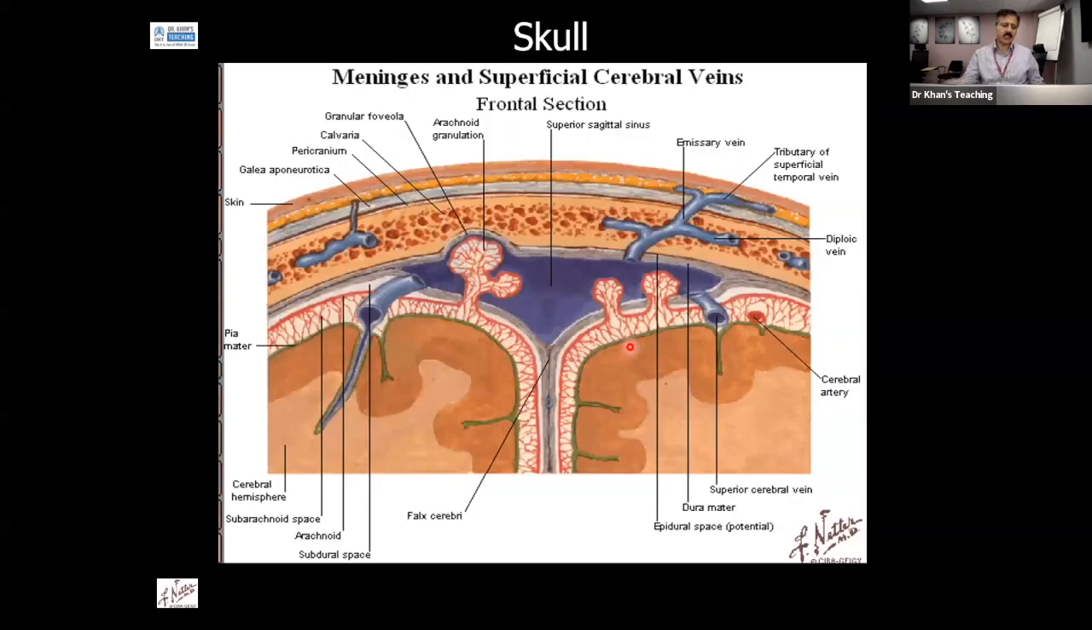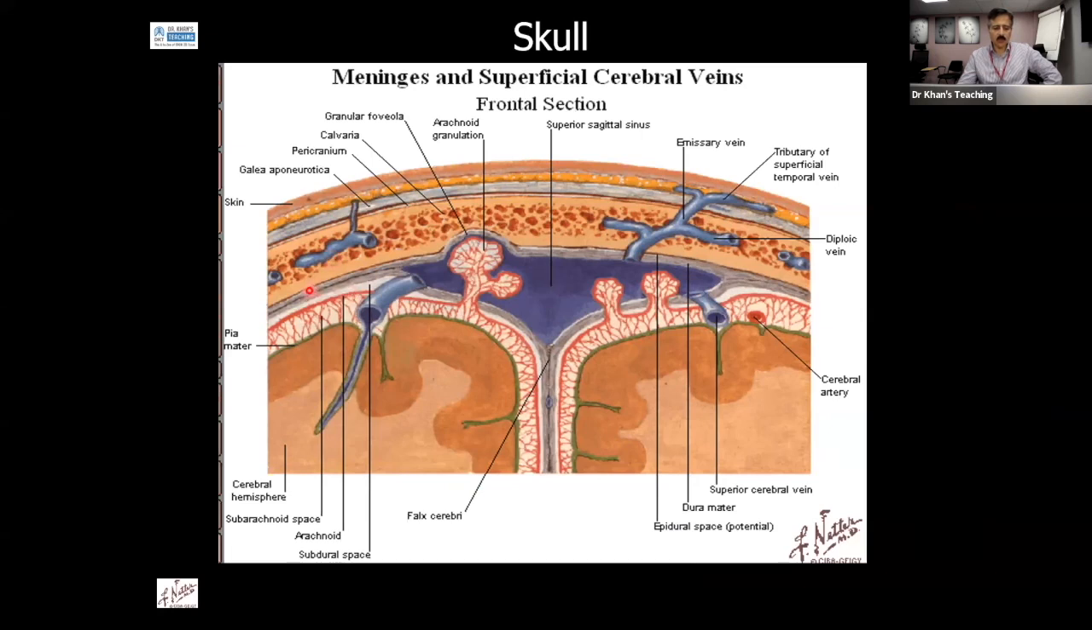Okay, this is the final part of it, which I want you to really concentrate on, because this is extremely important for your concepts of examination. If you see this diagram, this is the skull, this is the outer table, this is the inner table. Within these two is the diploic space. So the diploic space has got fatty marrow, which will be high in signal intensity on T1 weighted sequence.